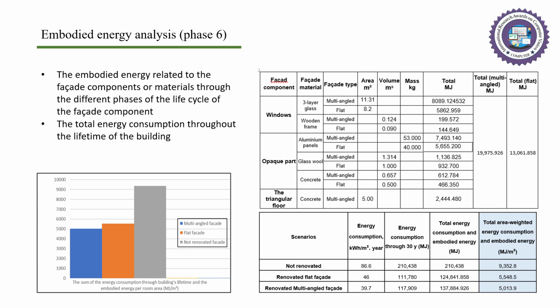The result shows that the area-weighted sum of the total energy consumption through the lifetime of the building and the embodied energy is higher when the renovation is with a flat facade, by about 11% compared with the renovation with a multi-angled facade, as shown in the figure to the left.